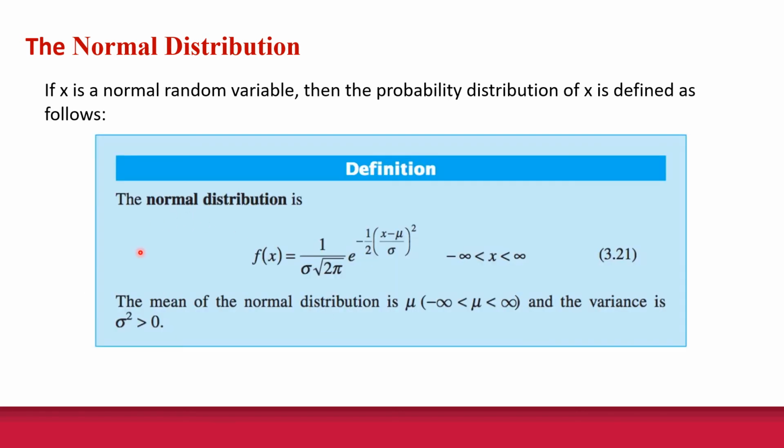Formally, the normal distribution is defined by the following complicated function. Mu here again is the mean, and sigma is the standard deviation, sigma squared being the variance. So the mean can obviously be between minus infinity and infinity. The standard deviation has to be greater than 0.